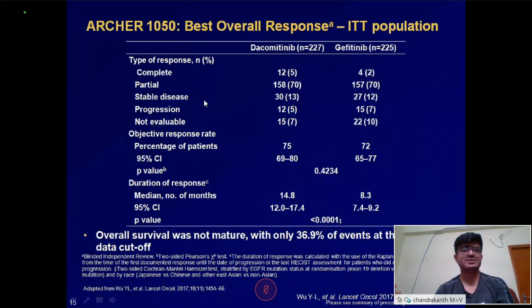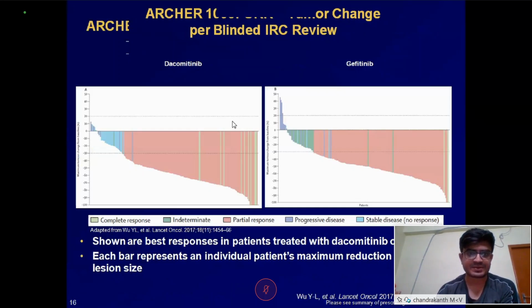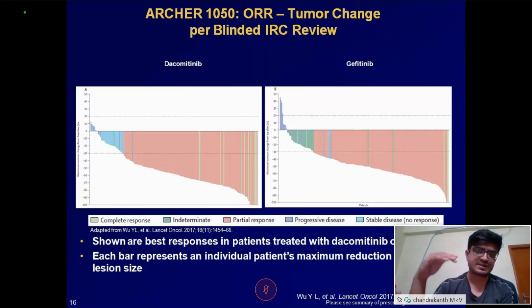Then this is the response rates which we have. You can see an objective response rate of 75 versus 72%, not statistically significant, and you can see the p-value in median duration of treatment 14.8 versus 8.3 months. And the OS was not mature with only 36.9% of events at the time of data cutoff. So we have a better overall response, and this is the waterfall plot showing you can see a big chunk and more deeper responses with Dacomitinib when compared to Geftinib.